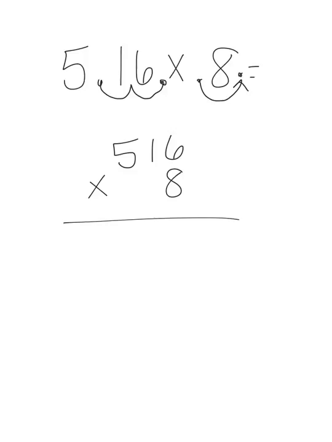Well, I know that 6 times 8 is 48. Carry my 4. 8 times 1 is 8, plus 4 is 12. Carry my 1. 8 times 5 is 40, plus 1 is 41. Okay, and remember, we have to keep count of how many times we moved our decimal to begin with.